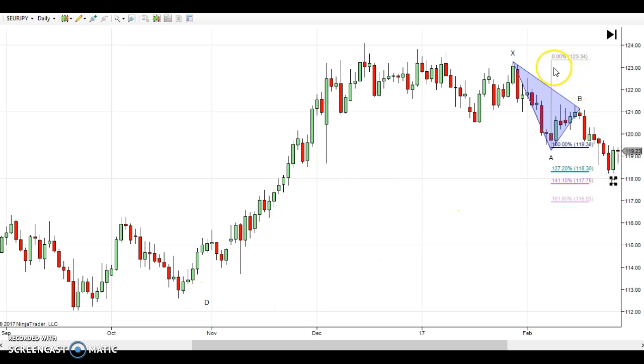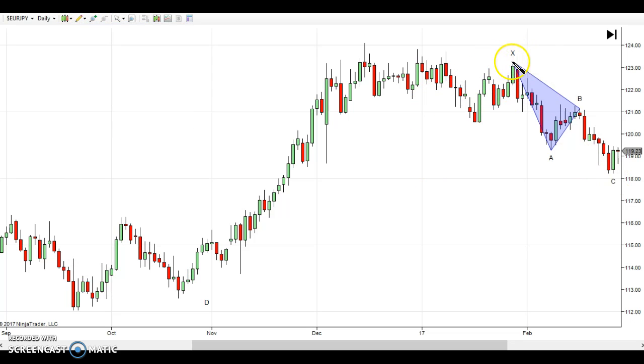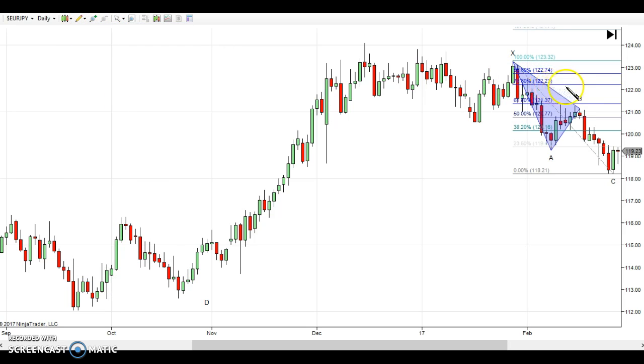And now where do we enter the market? Right, the 78.6% retracement of the X to C. So let's go grab our Fibonacci retracement. Let's go X to C. And we want to enter right here at the 122.23 level. We'll plot a line right here. We want to put stop losses 10 pips above. You see it's 123.32. We'll go 123.42.